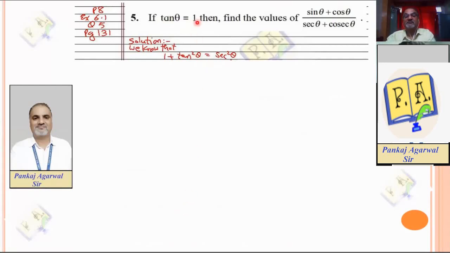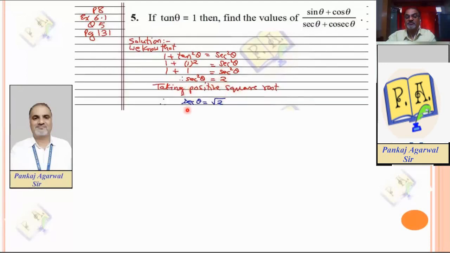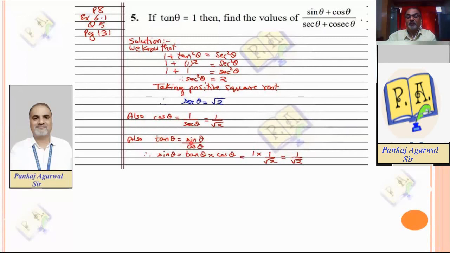Tan theta is 1. Many questions were based on tan theta. Find the value of, this is a new question, (sin theta plus cos theta) whole upon (sec theta plus cosec theta). Now we know the identity 1 plus tan square theta is equal to sec square theta. Substitute the value of tan theta is 1. We'll get sec square theta is 2. Taking positive square root, sec theta is square root of 2. Cos theta is reciprocal of sec theta. Using tan theta formula, sin theta upon cos theta, I got sin theta as 1 upon root 2.